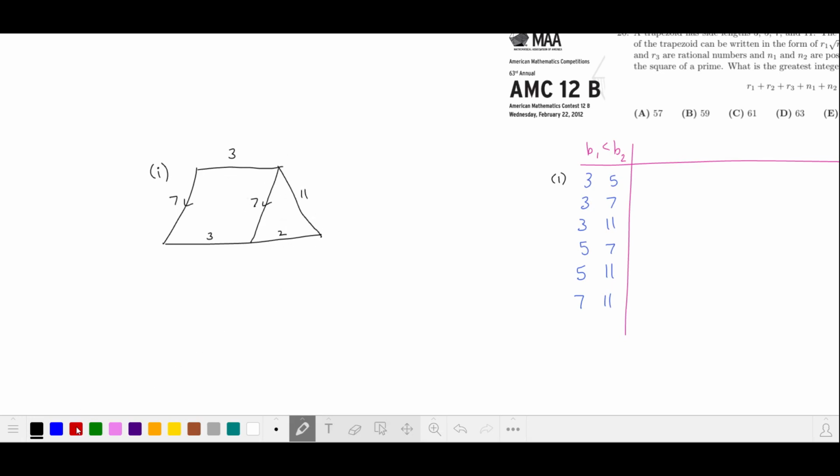We do that by comparing the sum of the lengths of the 2 shorter sides to the length of the larger side. The shortest distance between 2 points is a line, so we want 11 to be less than 7 plus 2, which it is not. So this is not a valid triangle. It's also not a valid trapezoid, so we can skip that.